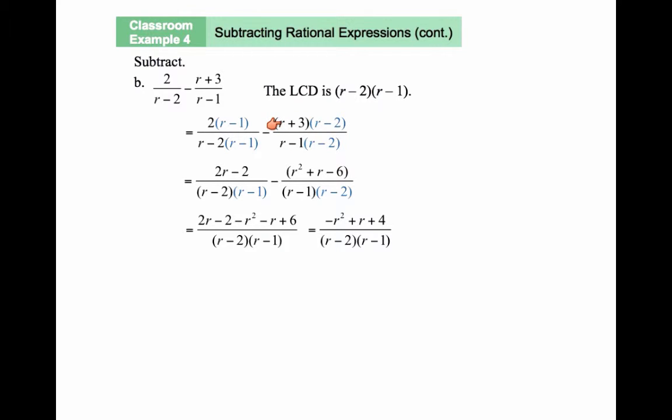And don't forget this minus here should distribute. You have to distribute this first, FOIL method. R plus 3 times r minus 2 would be r squared plus r minus 6. You distribute the minus 1 through the second parentheses. You get minus r squared minus r plus 6. You combine like terms. And don't forget to see if this is factorable. If it's factorable, you factor them and reduce. In this case, it's not. So that would be your final result.